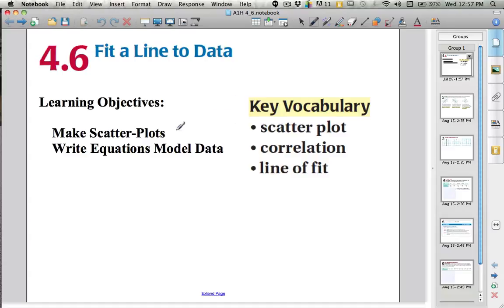So what we're going to do is learn how to make a scatter plot and also how to write equations that model data. For your vocabulary, we're going to need to know what a scatter plot is, what correlation is, and what a line of fit or a line of best fit is.